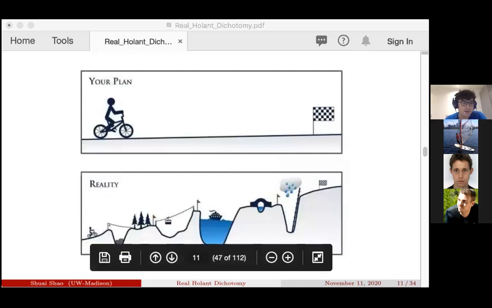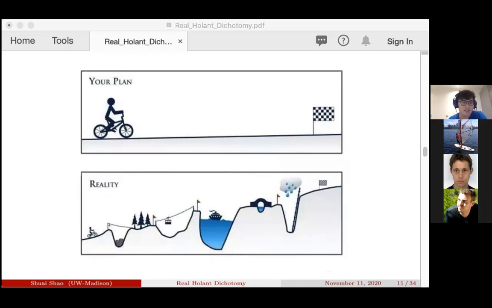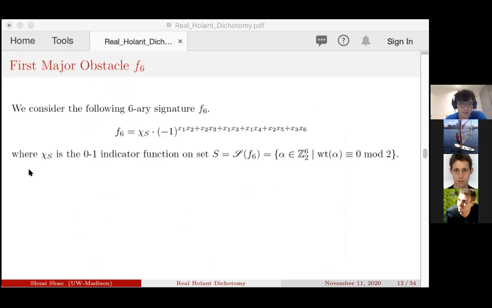Now here we give this picture. Our plan is not as trivial as shown in the first picture, but we thought that we had developed all the necessary toolkit to achieve the induction proof. However, here is the reality. So now let's take a look at the first major obstacle.